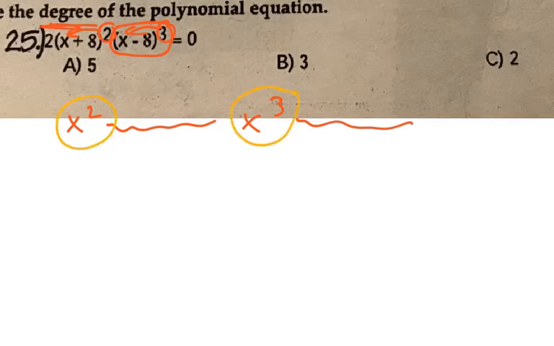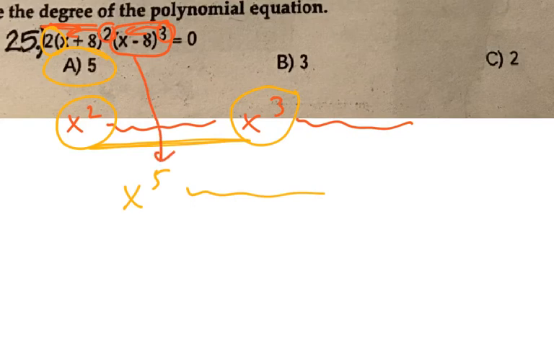The highest power here will be x cubed. Multiplying by a constant 2 in front is not going to change the power or exponent. And if we multiply these together, would we not get x to the 5th plus or minus some terms? So that's why the degree is 5. The highest power possible in this expression is 5. So therefore, the degree is 5.